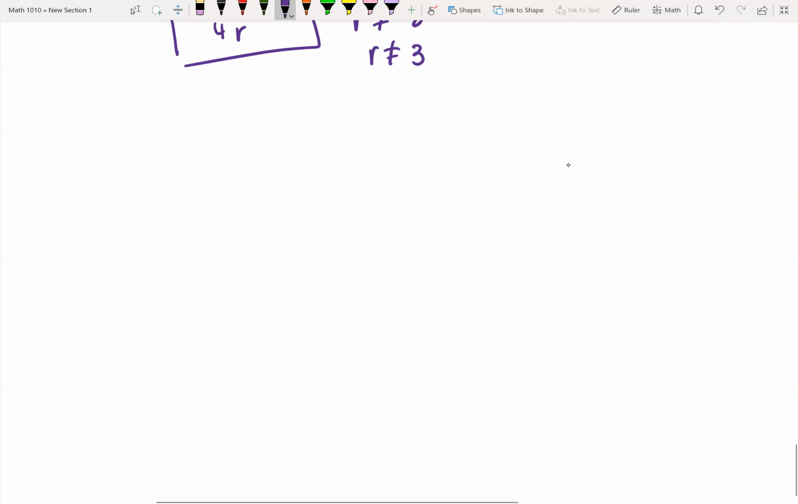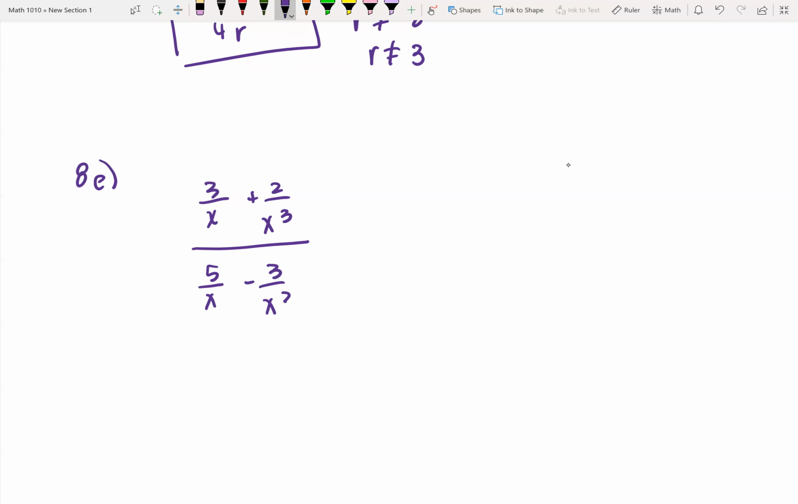Okay, 8E. Okay, so I really hate the way this problem looks because I think it's so confusing. So the first thing I want to say is, see this division bar? I want you to take it and extend it. And then it's so much more clear what you're doing. Otherwise, it's so squishy and terrible. So don't write that as a division symbol yet.